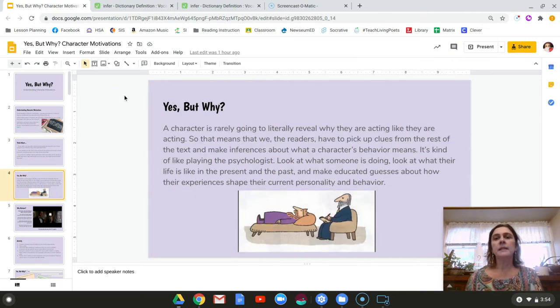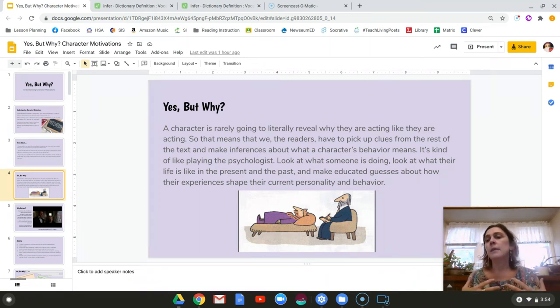So basically, you're almost never going to have a character literally say to you in a movie or in a book, oh, well, this is why I did this. This is why I acted like this, or this is why I said this. That is probably not going to happen. So what you have to do is pick up clues from the rest of the text and try to make inferences about what that behavior means.